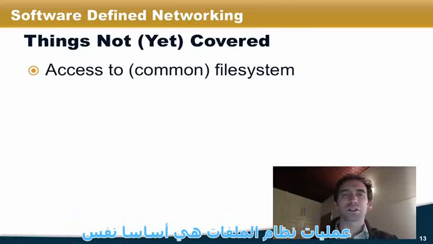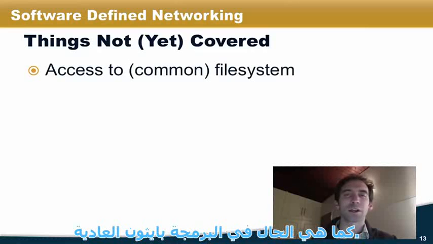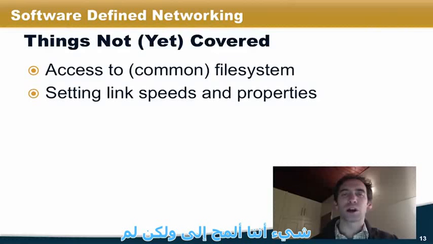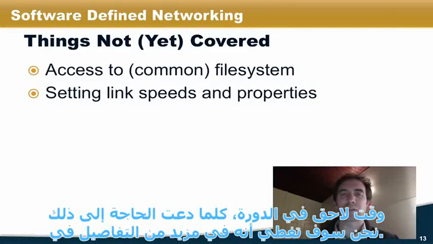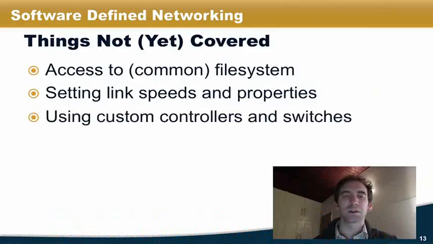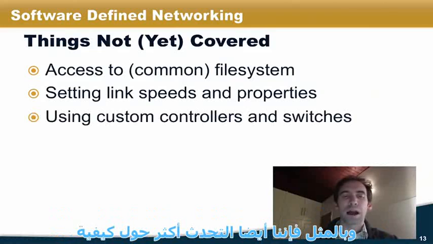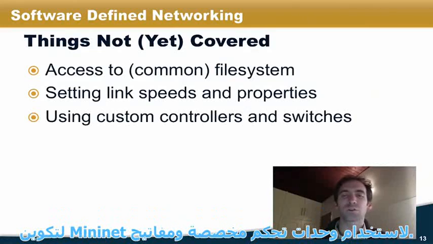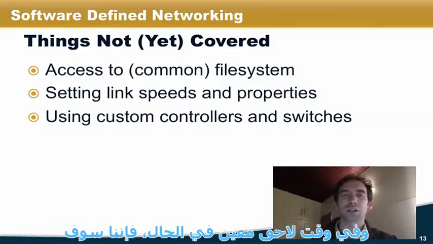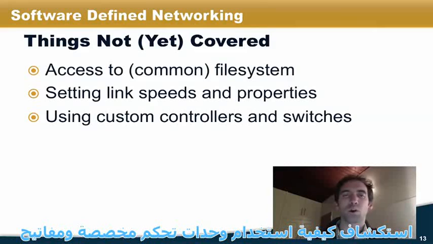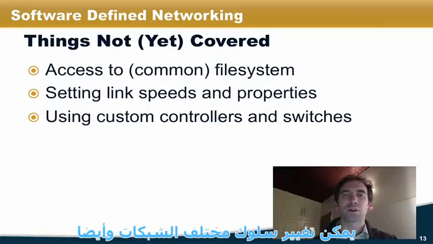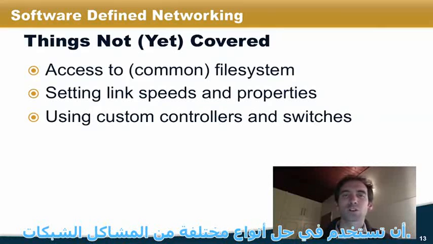File system operations are essentially the same as they are in regular Python programming. Something that we alluded to but did not cover was how to set link speeds and properties. We will cover that in more detail later in the course as the need arises. Similarly, we will also talk more about how to configure Mininet to use custom controllers and switches. And in particular, later in the course, we will explore how the use of custom controllers and switches can change the behavior of various networks and also be used to solve different types of networking problems.